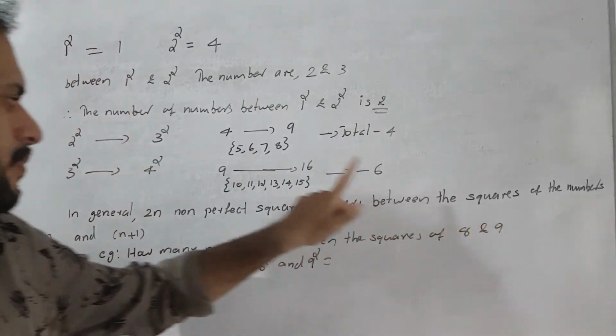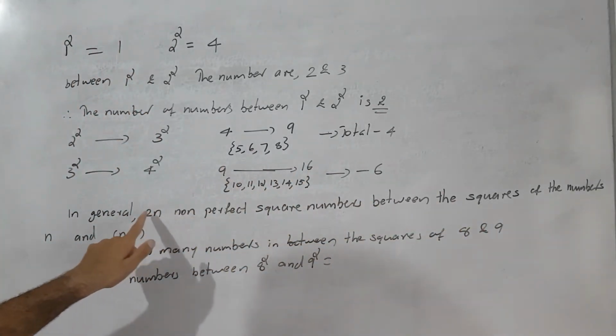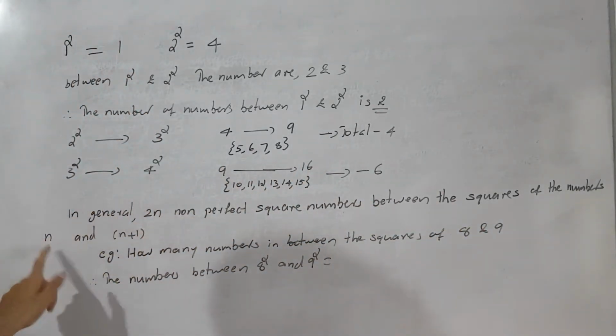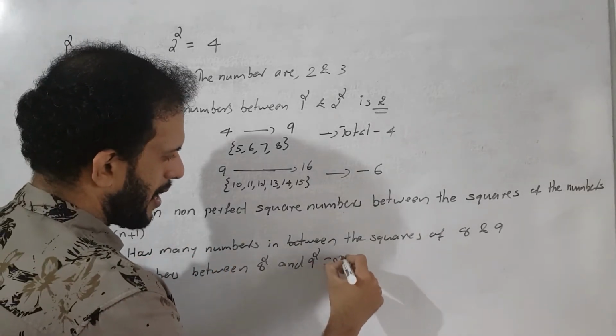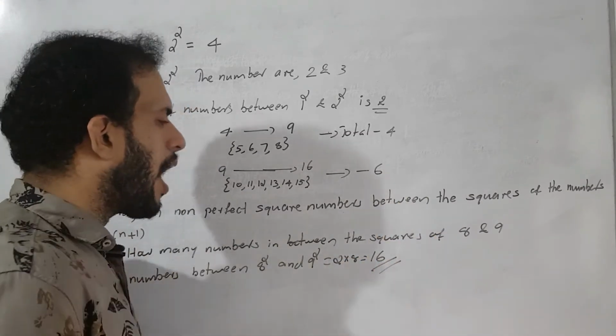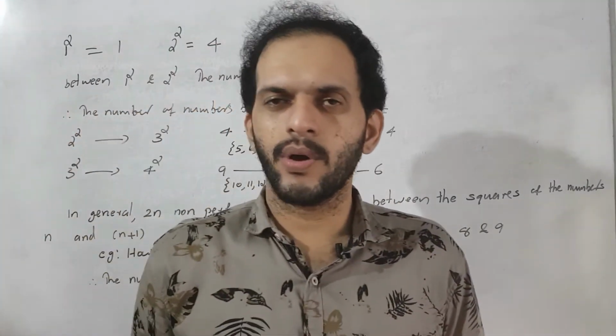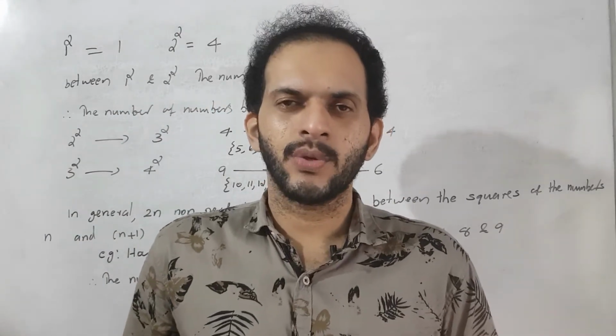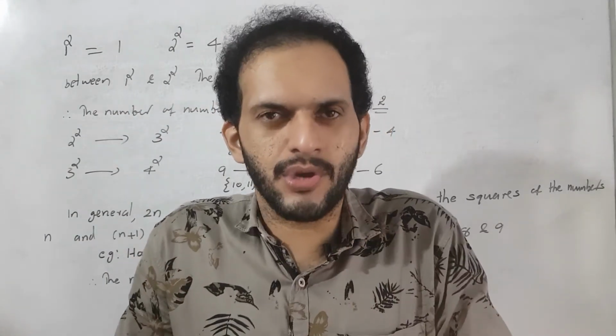Then how to find? That is 2 into n. That is 2 into the first number. Then 2 into 8. 2 into 8 is equal to 16. Then how many numbers do we have in between 8 square and 9 square? In between 8 square and 9 square we have 16 numbers.